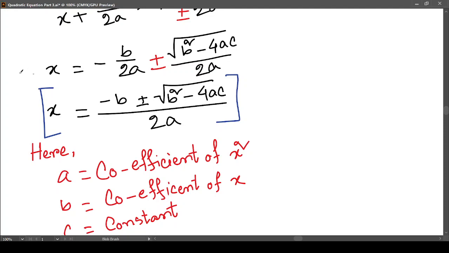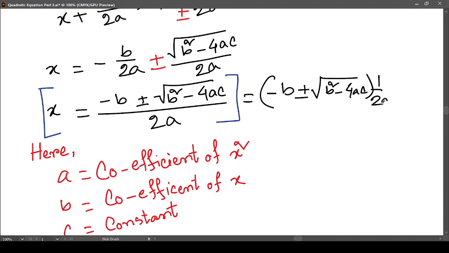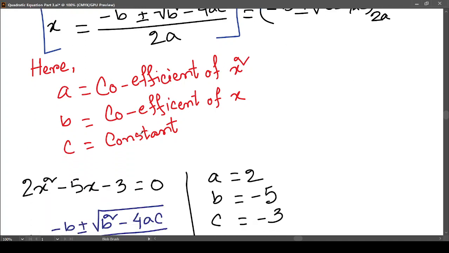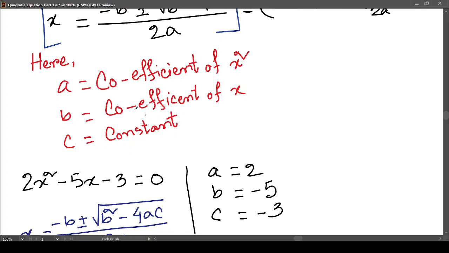Let's write it like this: x equals minus b plus minus square root of b square minus 4ac, all divided by 2a. It's basically the same thing. It just looks good, it looks easier. So here a is the coefficient of x square, b is the coefficient of x, and c is the constant value.